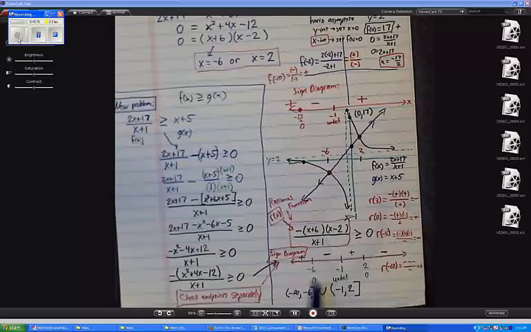So that's kind of cool, to be able to see it graphically, and to be able to figure it out analytically, algebraically, in the same problem.